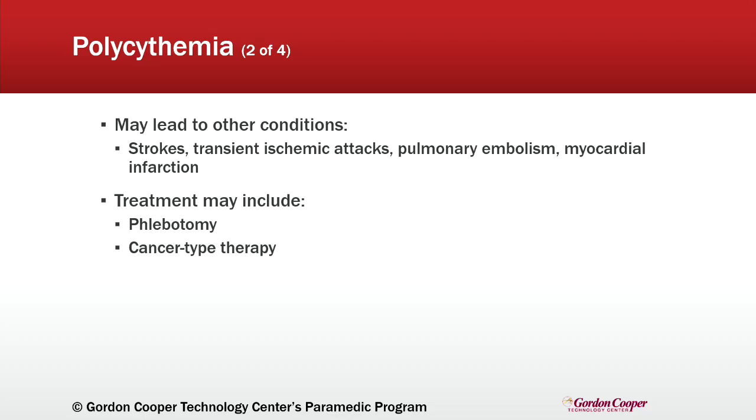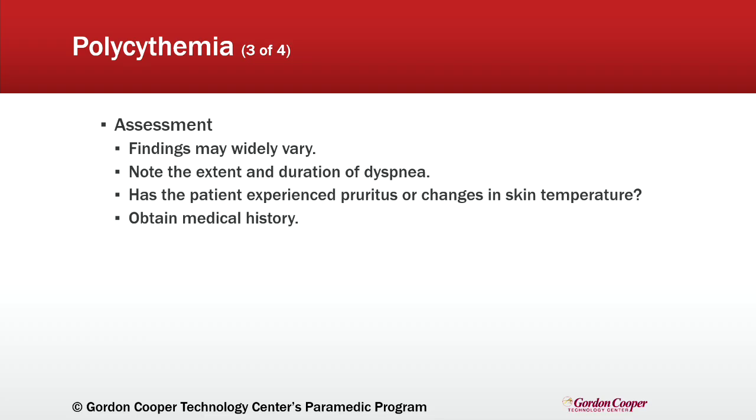Polycythemia can actually lead to other, more serious conditions like strokes, TIAs, deep vein thrombosis, pulmonary embolisms, MIs, headaches, and even abdominal pain. Clinical treatment usually includes phlebotomy, which is draining or donating blood to maintain normal hematocrit levels. Other treatments may include cancer-type therapy treatments to get the red blood cell production to slow down.